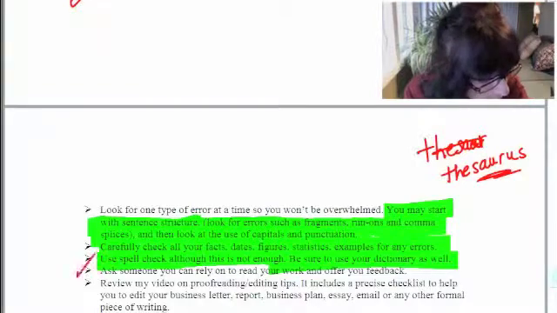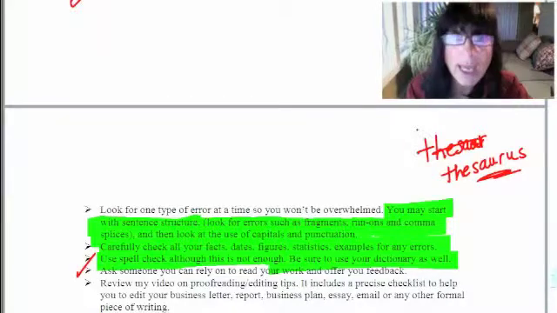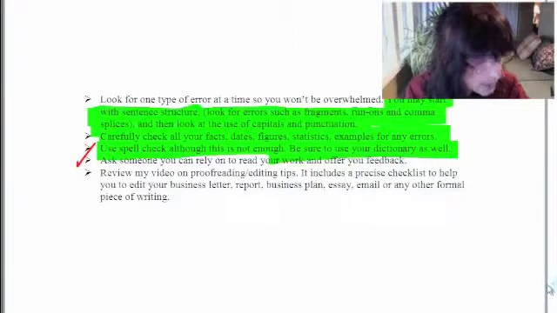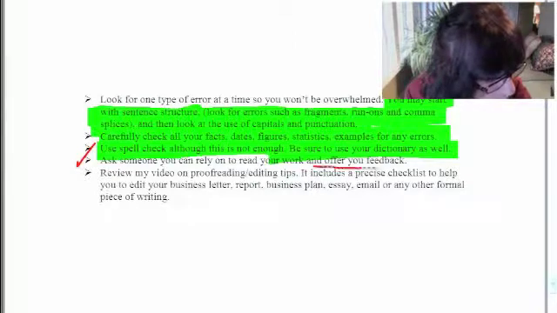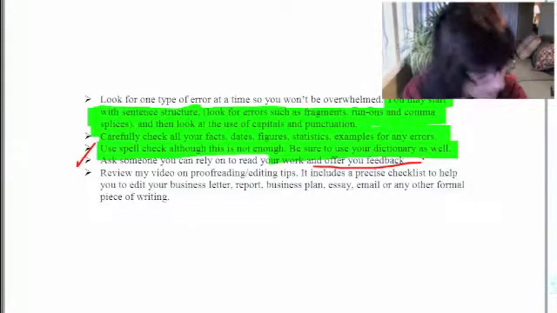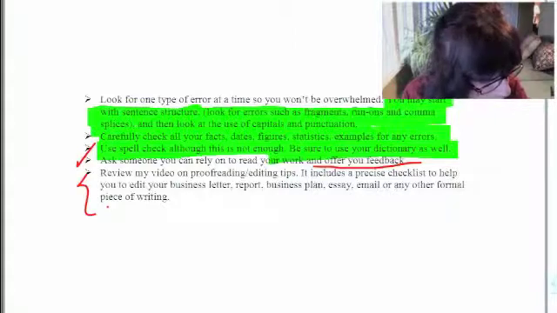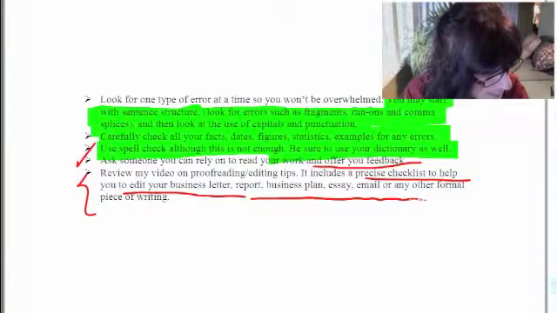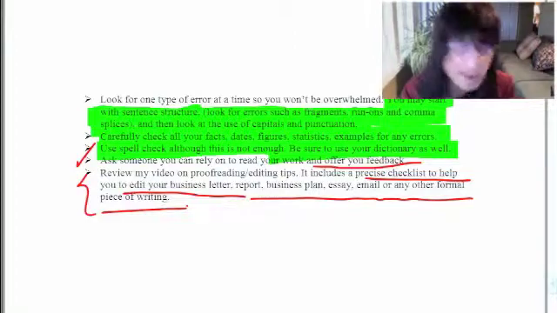And also, what else you could do is ask someone you can rely on to read your work and offer you feedback. So that's another thing you could do. If there's somebody that you trust who's quite a strong writer, then you might ask somebody at home or a friend to read your work and to offer you some feedback. And then the last point is to review my video on proofreading and editing tips, and you'll see that I've included a very precise checklist to help you to edit your business letters, report writing, business plans, essays, emails, or any other formal piece of writing.